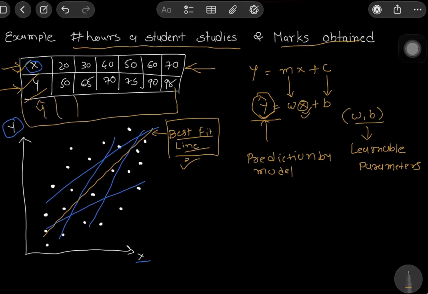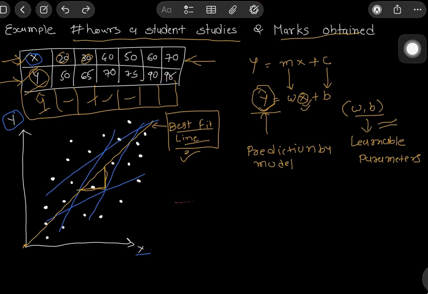So we will get all the y hat values based on the w and b, and we already have the x value. Based on that we will get the y hat, and this y hat will be very close to our true value, which is y. If we look at the straight line, the best fit line that we have got, w will be the slope of this line and b will be the intercept.